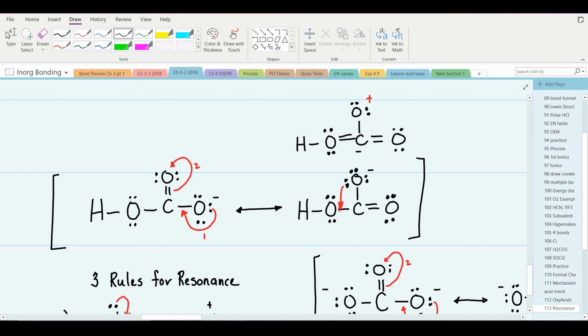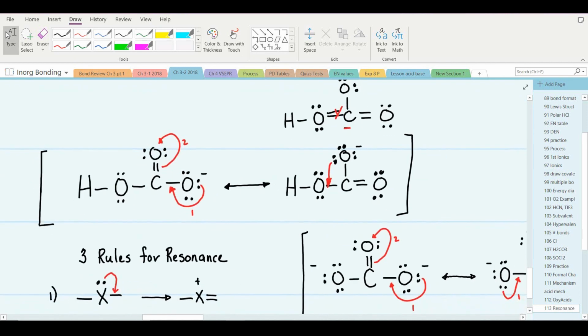This is wrong for a number of reasons, right? Carbon is not an anion. Carbon can't have 5 bonds on it. So the point to get here is that hydroxyl oxygens are not involved in sharing electrons in resonance structures.